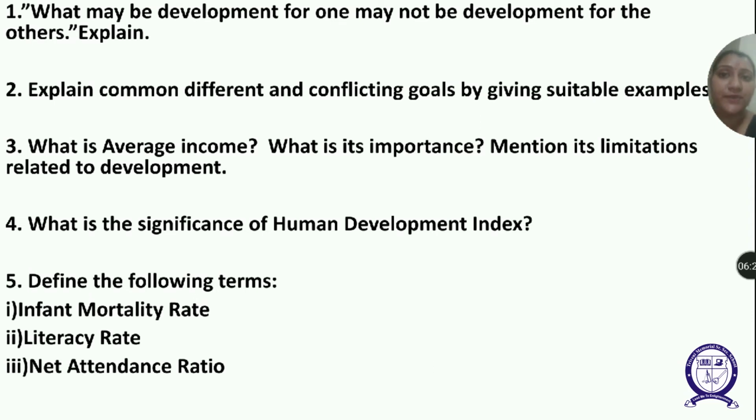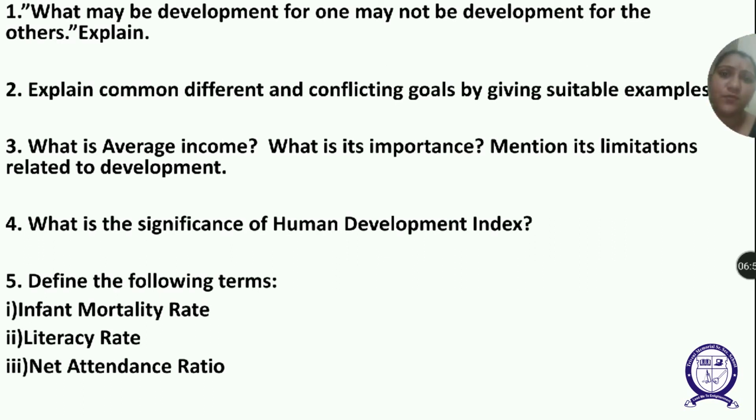According to the UNDP report, the main aspects of measuring Human Development Index are per capita income, life expectancy at birth, literacy rate, and gross enrollment ratio of the country. The Human Development Report published by UNDP compares countries based on the educational level of the people, their health status, and per capita income. Now our next question is, define the following terms.